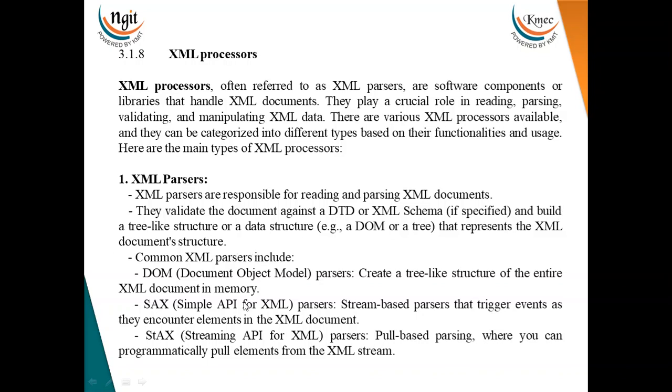The common XML parsers include Document Object Model parsers, where a tree-like structure of the entire XML document is held in memory. SAX is also one of the parsers, the Simple API for XML. It is a stream-based parser that triggers events as it encounters elements in the XML document, and whenever it encounters an element, it tries to parse it. Then StAX, the Streaming API for XML, is pull-based parsing, where you have to programmatically pull the elements from the XML stream.